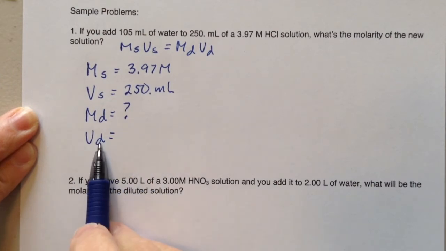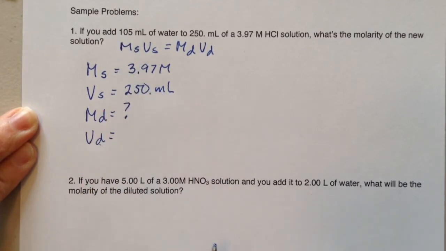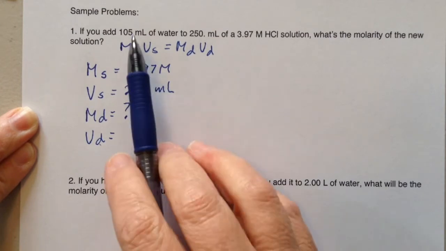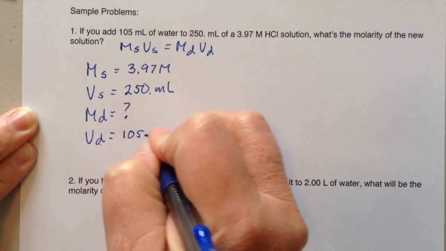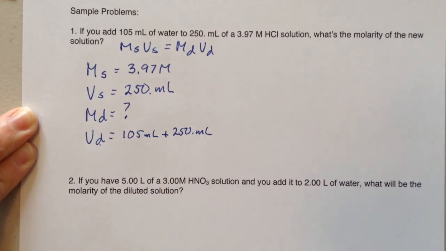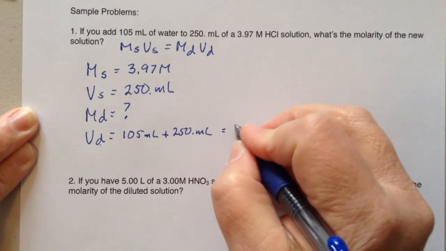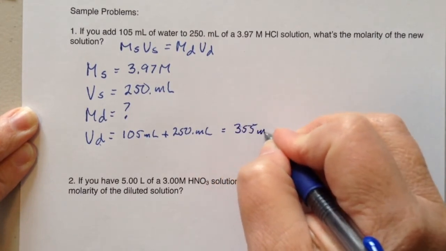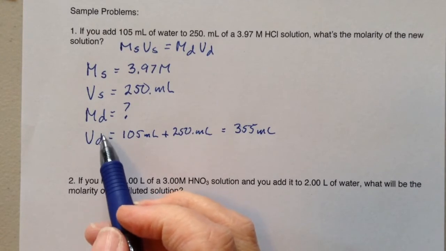Now, let's be careful for a minute there. What's the volume of the diluted solution? It's not 250, that's what it started out with. It's not 105 milliliters, because that's just the water. We have to add these together to get the new volume. So 105 milliliters of water plus 250 milliliters of the stock solution will give us our new volume. And that's going to be 355 milliliters. So you have to be on your feet. You have to be thinking while you're doing this. And then we're going to solve for the molarity of the diluted thing.